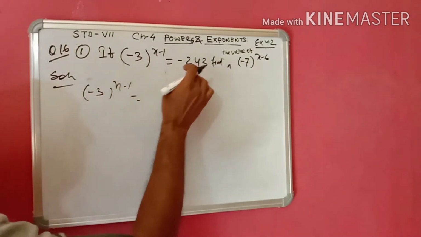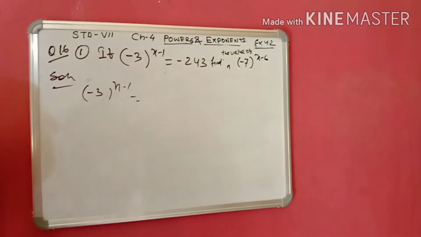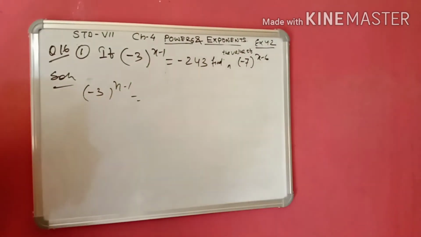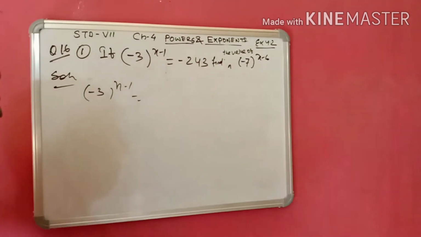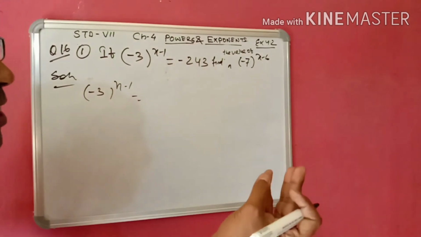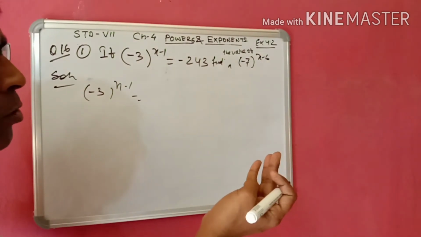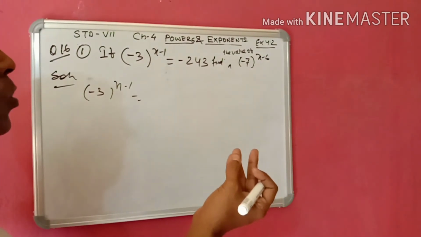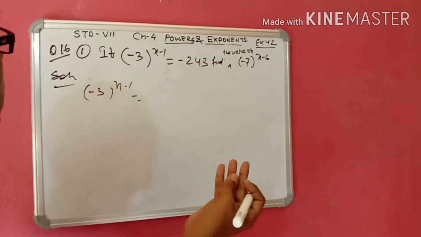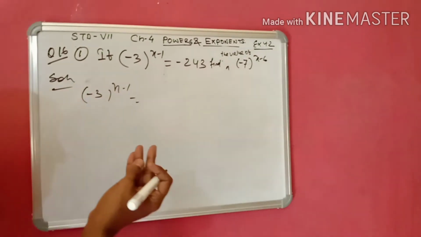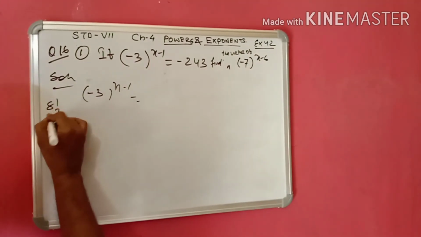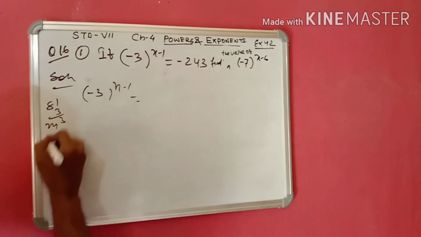I have to manage this one. X to the power, means base as 3. So what I have to write? I can write 3 into 3, 9, 9 into 3 is 27, 27 into 3, 81, 81 into 3, this is 243. Yes, 243.